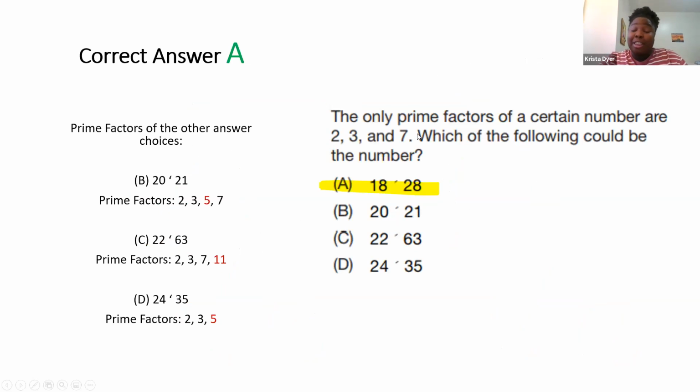So that lets us know that the correct answer is answer choice A. And if we were to go through the factorization trees for each of the other answer choices, we would see that they include at least one number that is not equal to 2, 3, or 7. So answer choice B has a prime factor of 5. Answer choice C has a prime factor of 11, and answer choice D has a prime factor of 5 also. So that leaves us with only answer choice A.